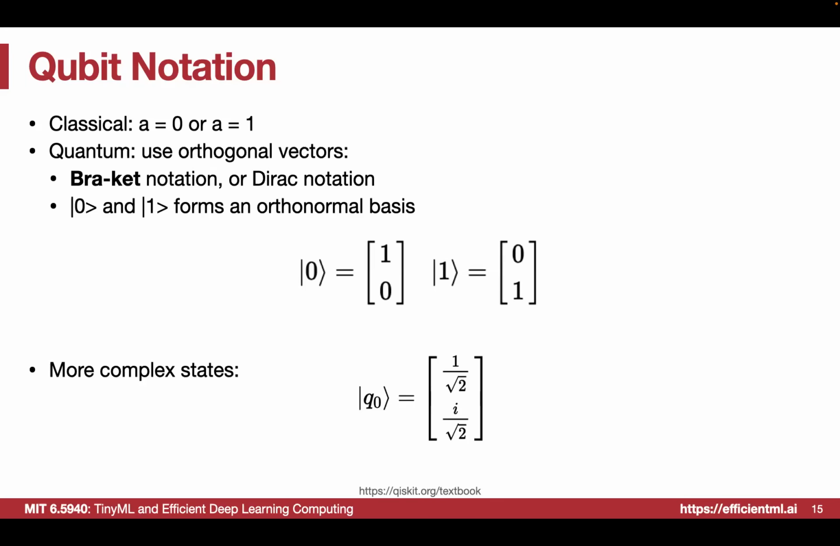If we want to represent, just like we said, the car being at different locations with equal probability, we can also represent the state with a more complex state vector. So for example, a qubit state can be like this: 1 over square root of 2, and then 1 over square root of 2.